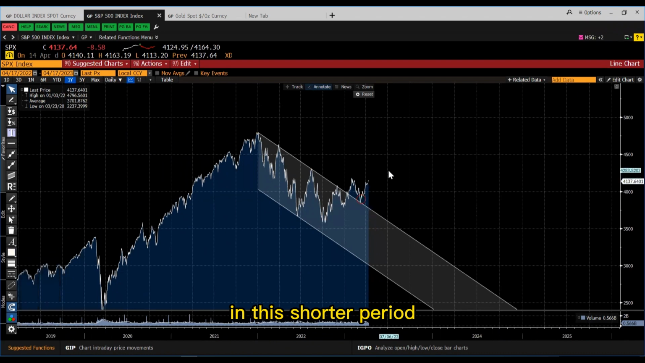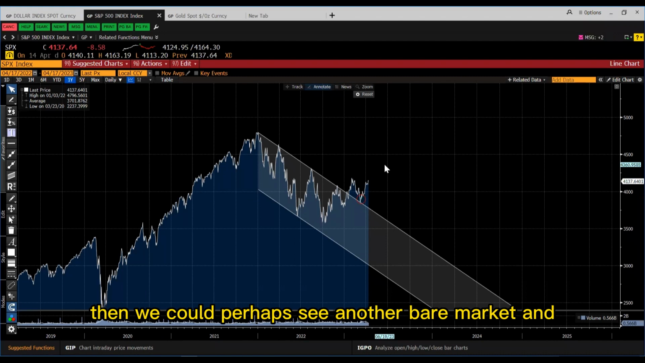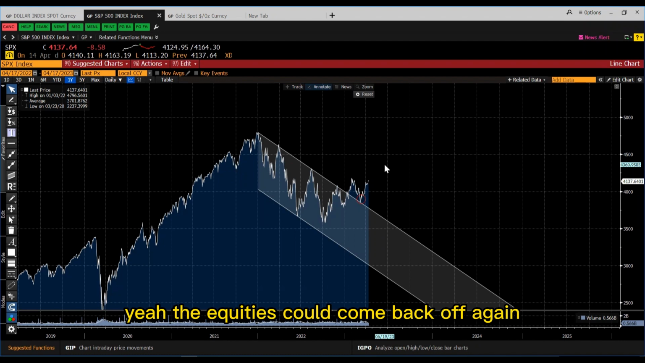in this shorter period, and then depending on the macro events of the world, we could perhaps see another bear market, and the equities could come back off again.